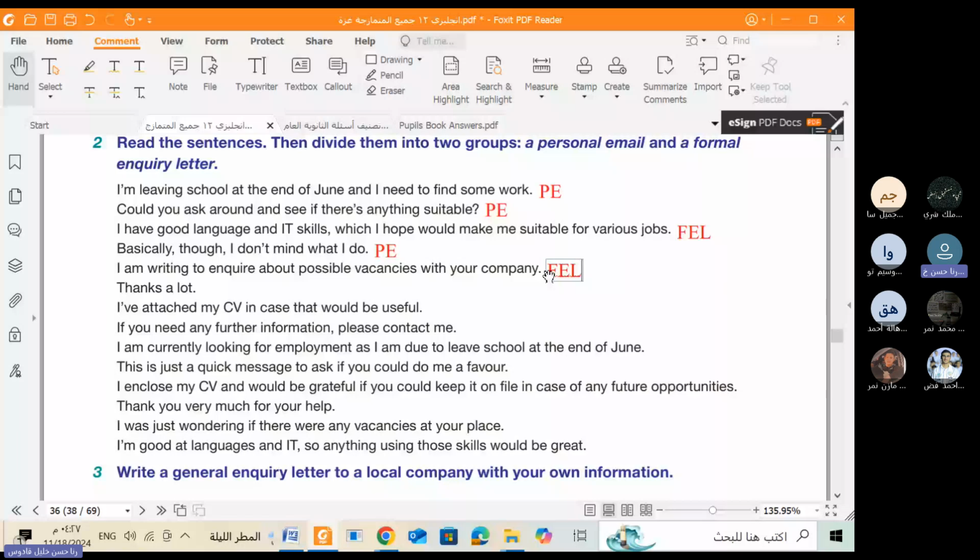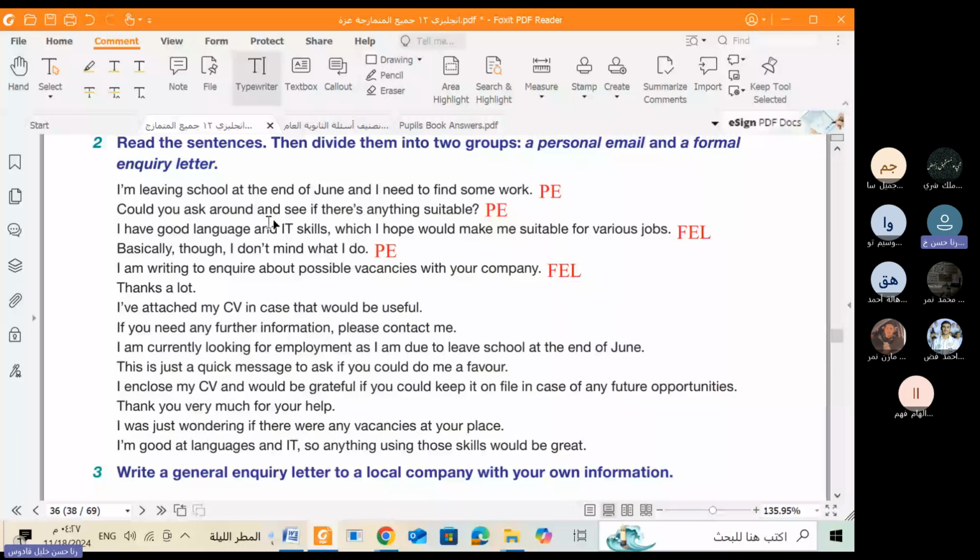And thanks a lot. Ahmad, when you say thanks a lot, is it formal or personal? Yes. Personal. Yes, personal. Thanks a lot is for a personal email. I've attached my CV in case that would be useful. Personal or formal? Formal. Yes, thank you, Jamil. It is formal.